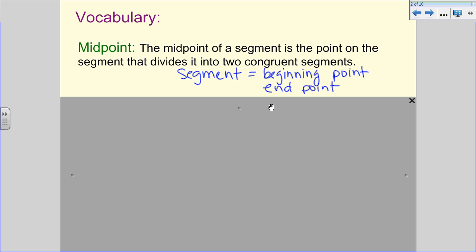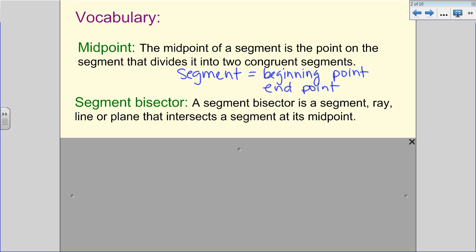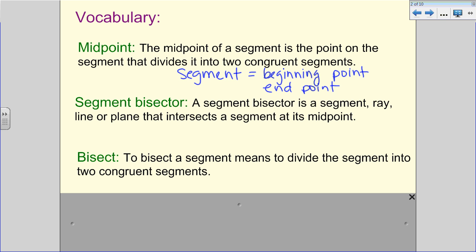All right, so because it has a beginning and end, lines go on forever, rays go on in one direction, planes go on, so we only have segments. Segment bisector, it can be another segment, it can be a ray, a line, or a plane, and it's just the fact that it has to intersect our original segment at its midpoint. And then last, to bisect means to divide the segment into two congruent parts. Notice we're talking about the segment because, once again, I can't divide a line into two equal parts because it has infinite length. It's unmeasurable. So pause, get caught up.